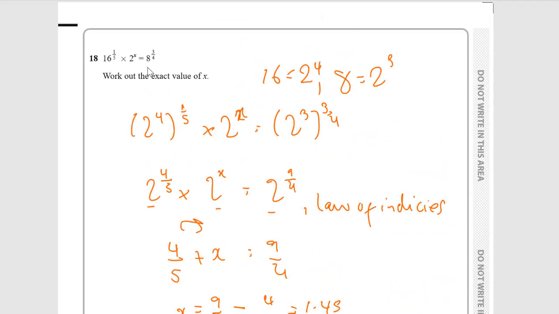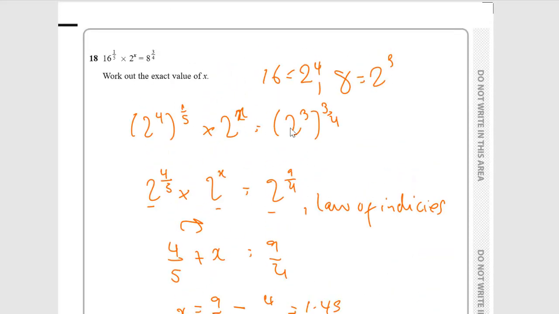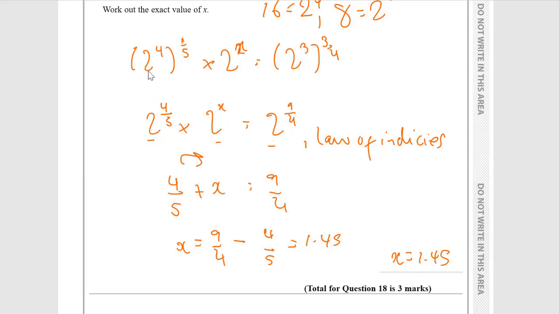So again, changing 16 and 8 to a base value 2, and then writing out its power respectively, substituting it into the equation, which will allow us to use a law of indices to get rid of our brackets. And then we can use the law of indices again to start rearranging to allow us to get the value of x.